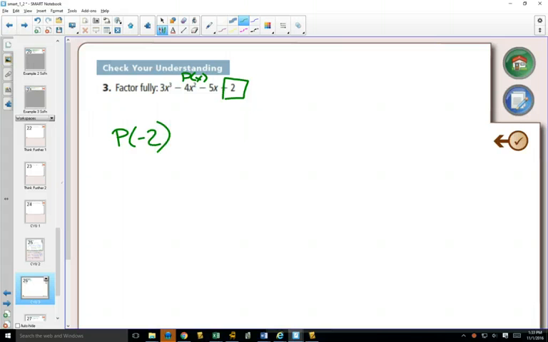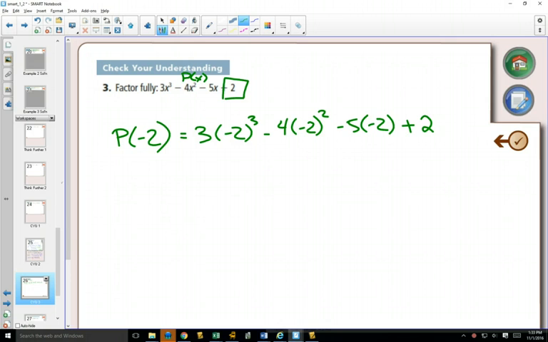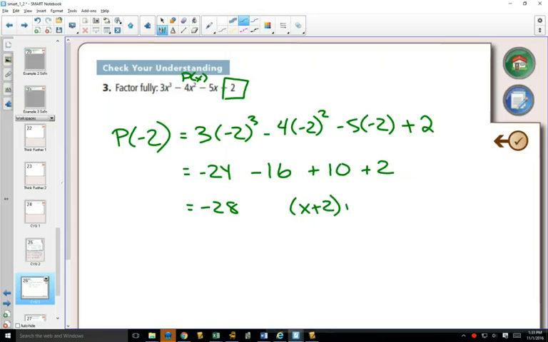we could either try using the remainder theorem and plug in. Is that a plus 2 at the end? So if we try negative 2, what do we get? Well, 3 times negative 8 is negative 24. This is going to be minus 16 plus 10 plus 2. We get negative 28. That tells us that x plus 2 is not a factor.